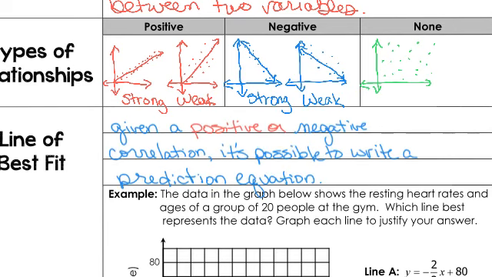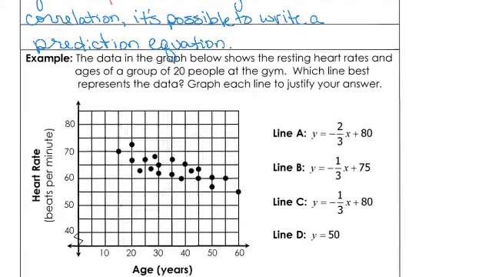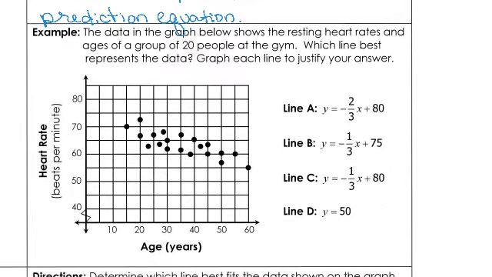Okay, so given a positive or negative correlation, notice this doesn't work for the none, but it's still possible to write a prediction equation. And we're going to need our graphing calculators to do so. So, an example, the data in the graph below shows the resting heart rates and ages of a group of 20 people at the gym. So you could probably predict as the person gets older, their resting heart rate is a little higher.